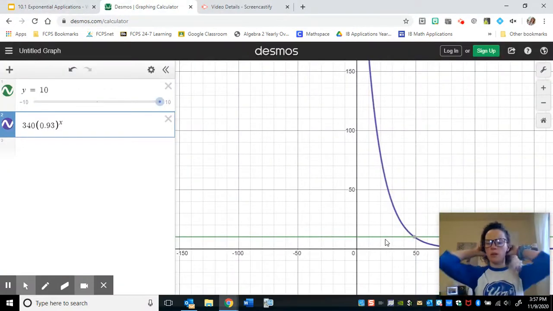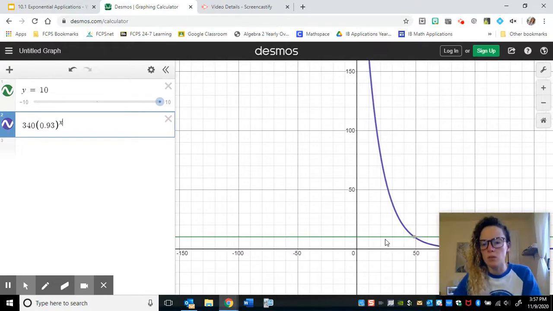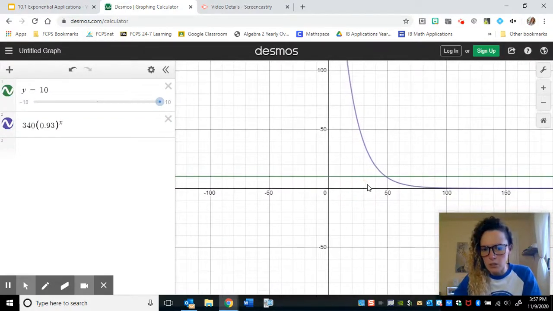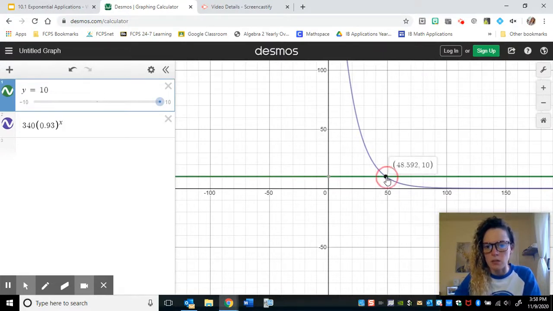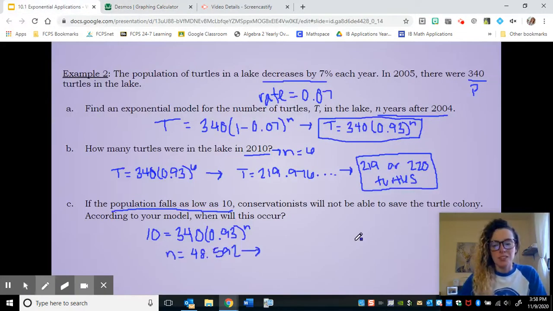So, you can play around with your graph if you need or want to. I don't really need to, just because if I click on one of the graphs, my gray dot for the intersection pops up in Desmos. So I'm looking at x, or n, equaling 48.592. Because of the type of question they're asking, our answer can look several different ways. They're asking, when will this occur? Just saying n equaling 48.592, what does that even mean?